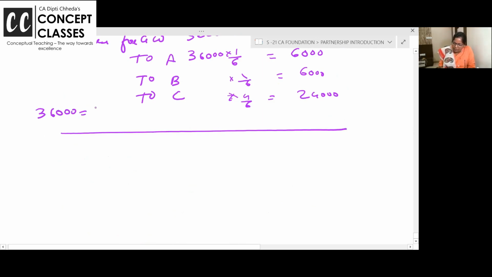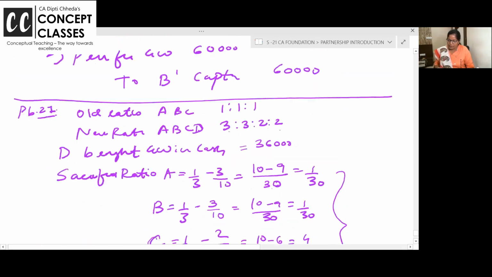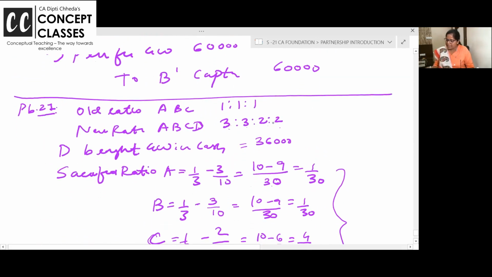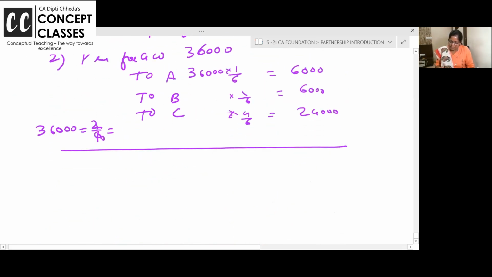36,000 goodwill he got for 1/6 share. So what is total goodwill? 36,000 goodwill he got for 1/6, no? No. 36,000 for 2/10. 2/10. I hope you are getting it. What is D's ratio? 2/10. For that he got 36,000 goodwill. So what is total goodwill?